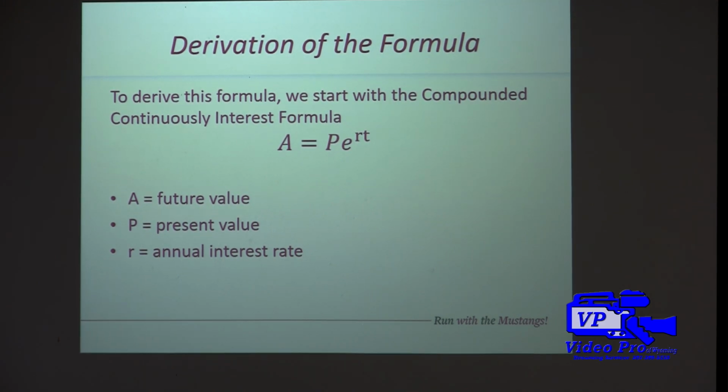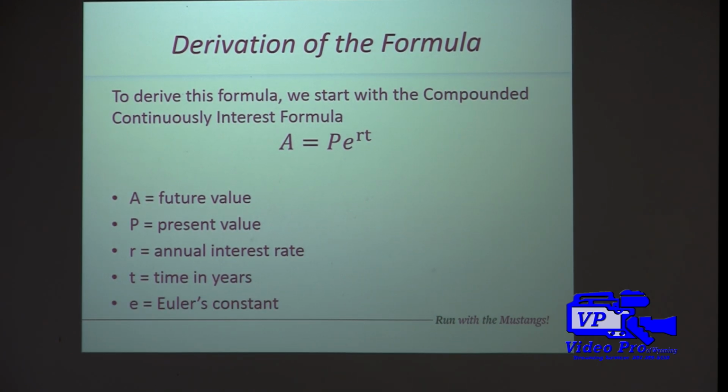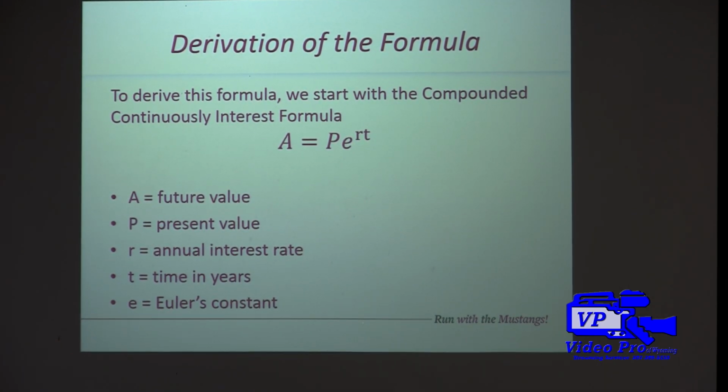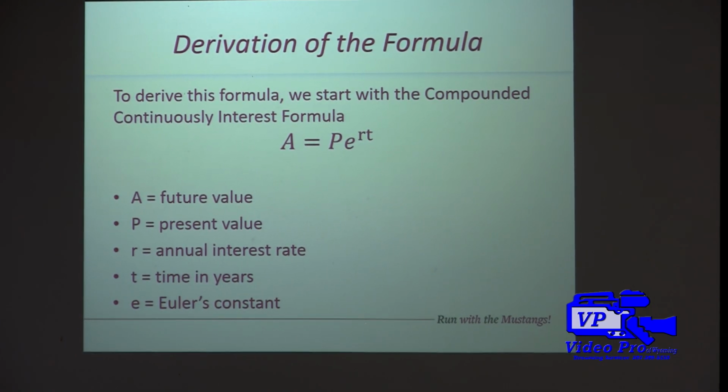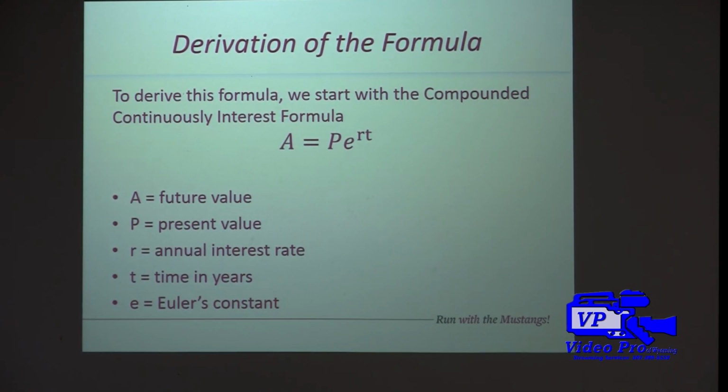r is the annual interest rate, and that's really what affects our growth. t is time in years. And e is Euler's constant. It's a constant, 2.718. It's a lot like the number pi. It pops up all over the place in mathematics.